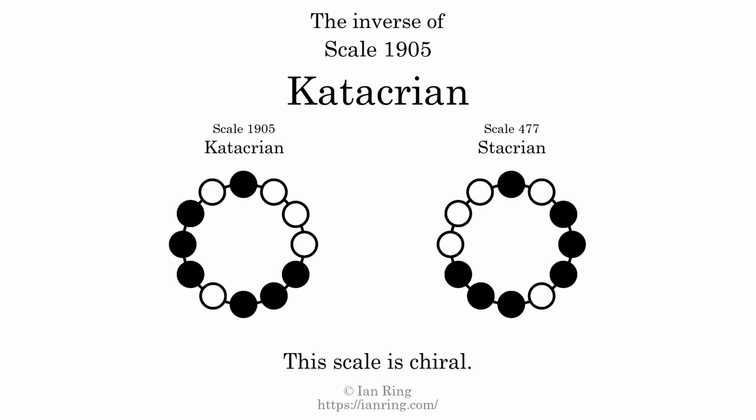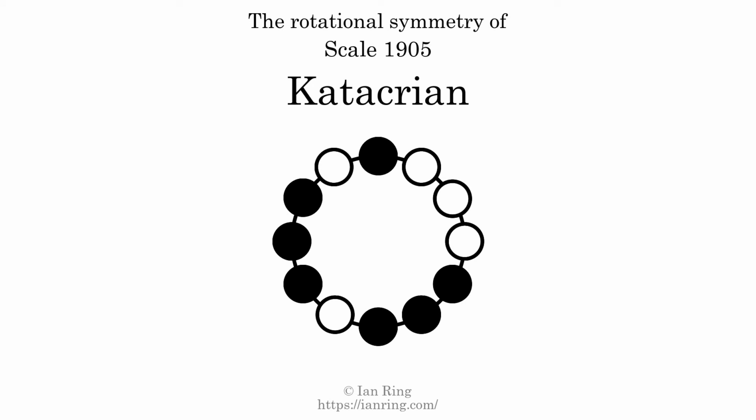The inverse of a scale is a mirror image. It is what you get when the sequence of intervals is reversed. The inverse of this scale is scale 477, also known as Katacrian. This scale is chiral. It cannot transform into its inverse by rotational transformation. This scale has no rotational symmetry.